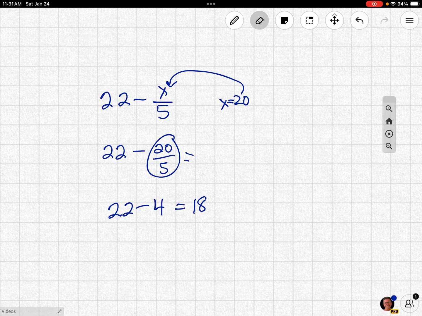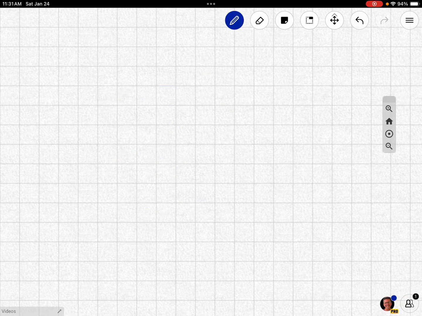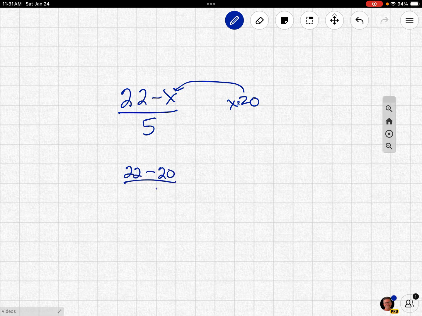Last one, here we go. I should just hit the clear all button. All right, it is 22 minus x over 5. Now that might be faking you out a little bit. Just remember it's a division problem. Substitute in 20. x is equal to 20 right there. So this becomes 22 minus 20 divided by 5. And we're going to do this part first because it's embedded in the fraction there. So 22 minus 20 is equal to 2 over 5. So the answer is 2/5.